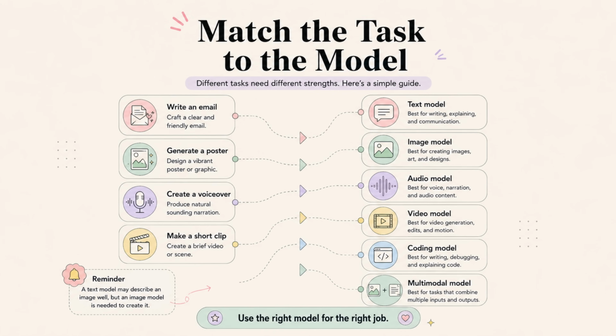This is why choosing the correct model matters. A text model may write an excellent image description, but an image model is needed to turn that description into a picture. The task should decide the model, popularity should not decide the model.